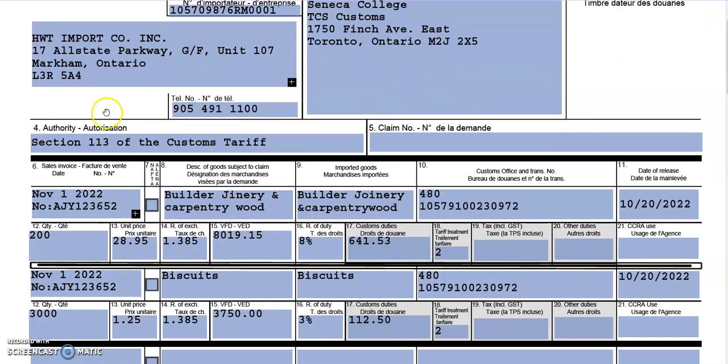Authority: drawbacks are Section 113 of the Customs Act, which allows people to get duty back on goods that are imported and then exported afterwards. You can get the duty back. That's Section 113 of the Customs Tariff. But you might want to check with Professor Singh to find out if that's the one he wanted.